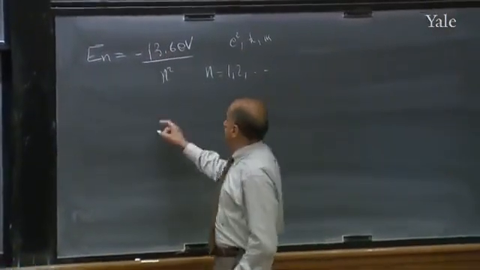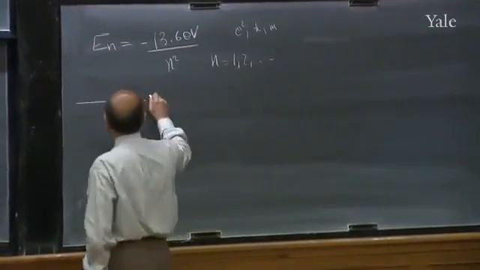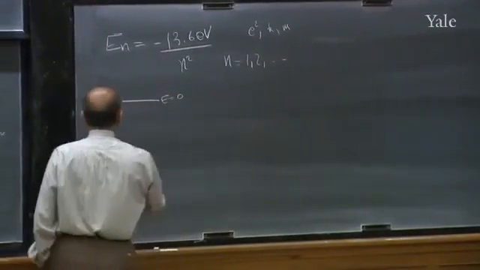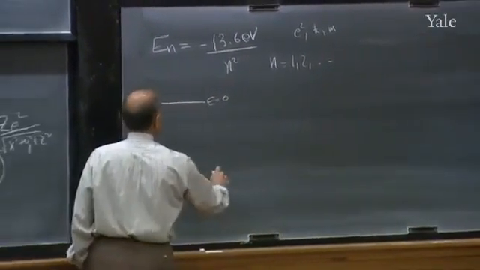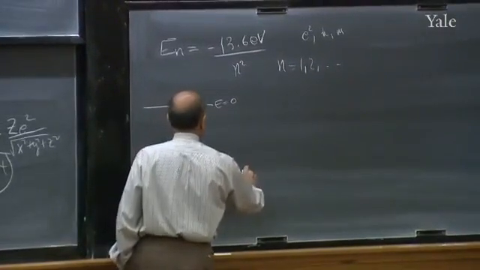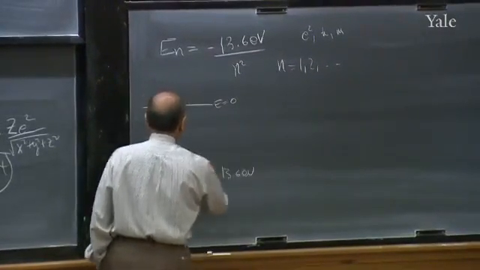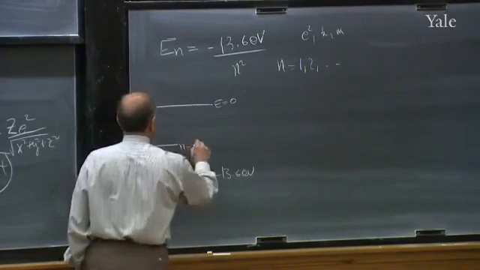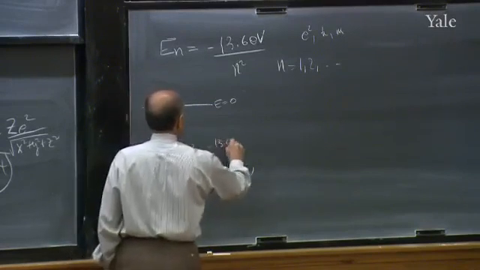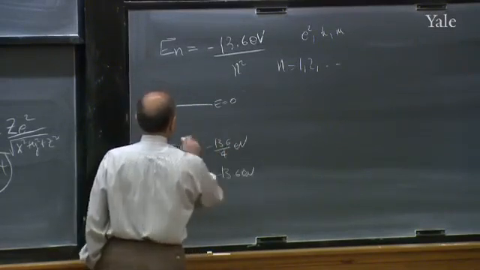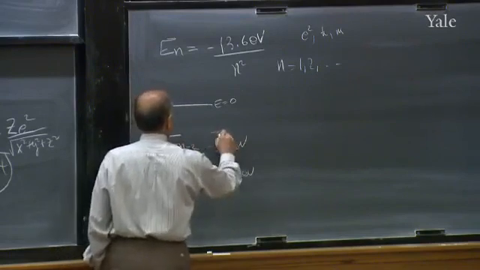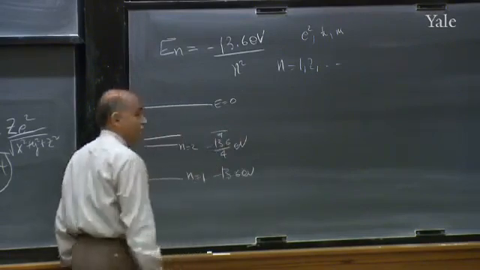So let's plot these energies. Remember, this is energy 0, and this is n equal to 1. n equal to 1 is at minus 13.6 electron volts. n equal to 2 will be minus 13.6 divided by 4 electron volts. n equal to 3 will be that thing divided by 9, and so these are the allowed energies.